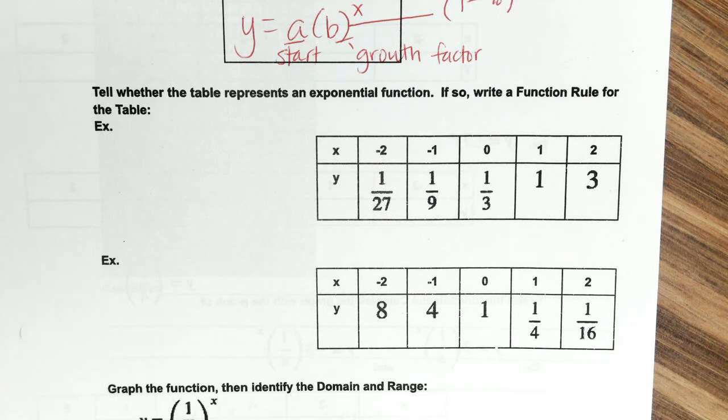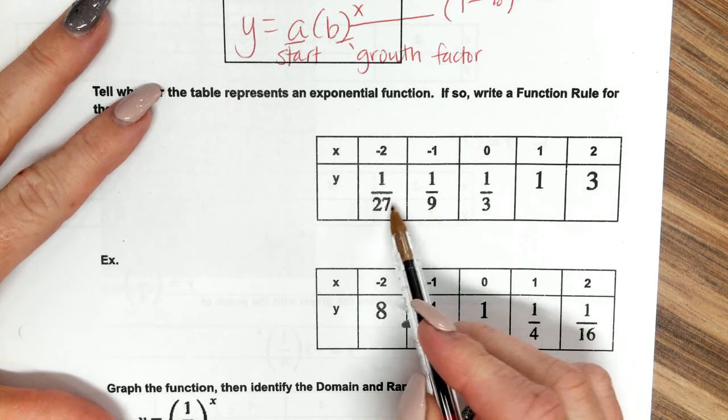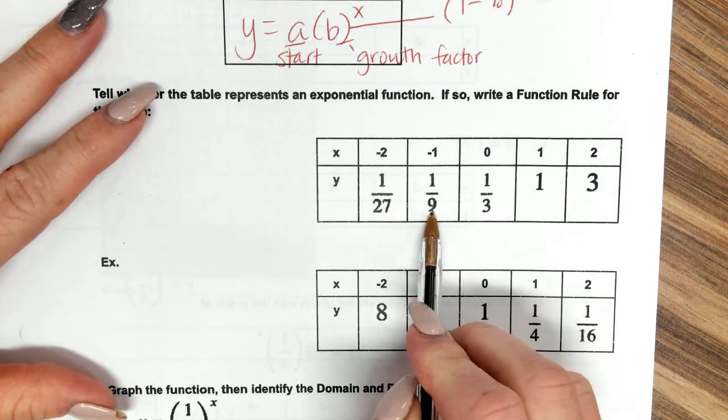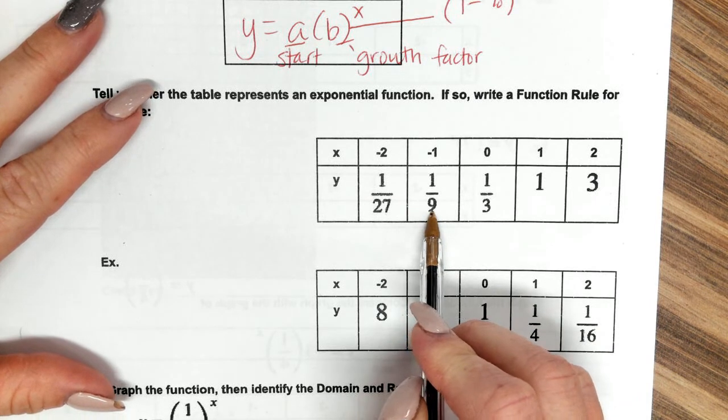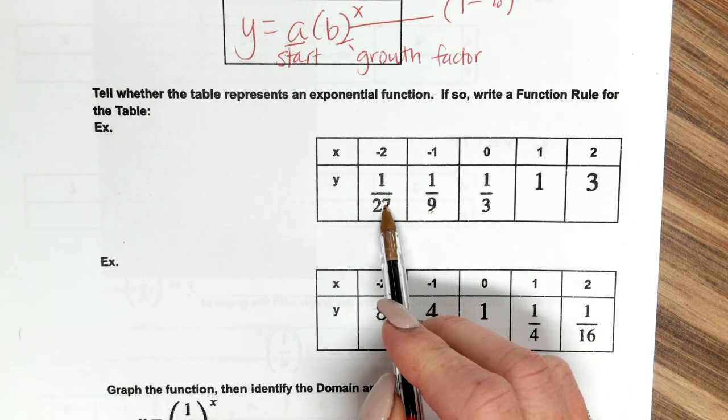All right, it says, tell whether the table represents an exponential function. If so, write a function rule. So basically, whenever you're looking at an exponential function, you're looking to see that the same thing is happening all the time. And you can kind of see from 27, how would they get to 9? Yeah, so you're actually multiplying by 3 because it's 1 over 27, right?